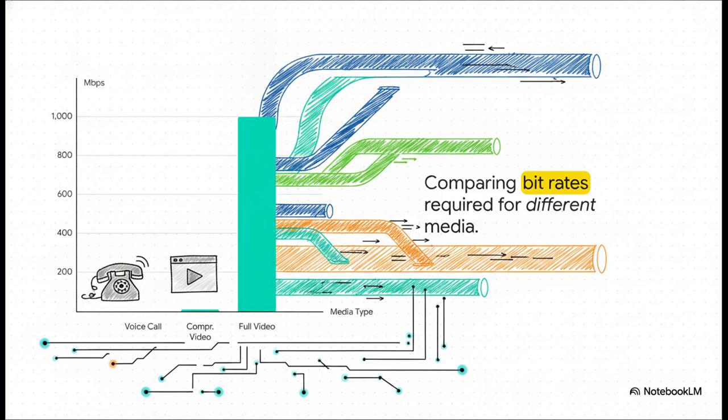But if you want compressed video, suddenly you're looking at between 2 and 10 million bits per second, and full motion video, that demands a massive 1 to 2 billion bits per second. Just think about the sheer capacity required to go from a simple phone call to streaming a 4K movie.